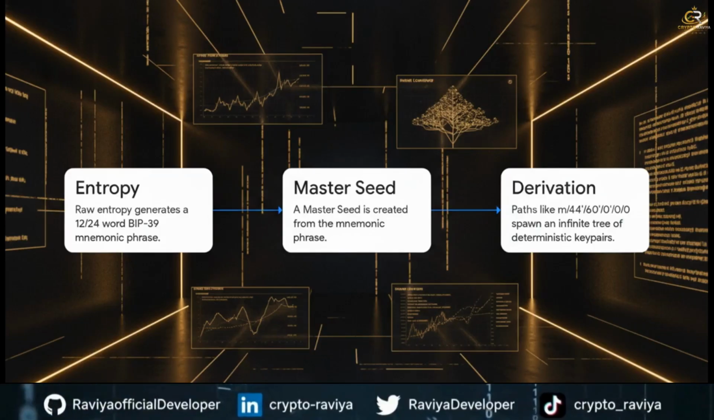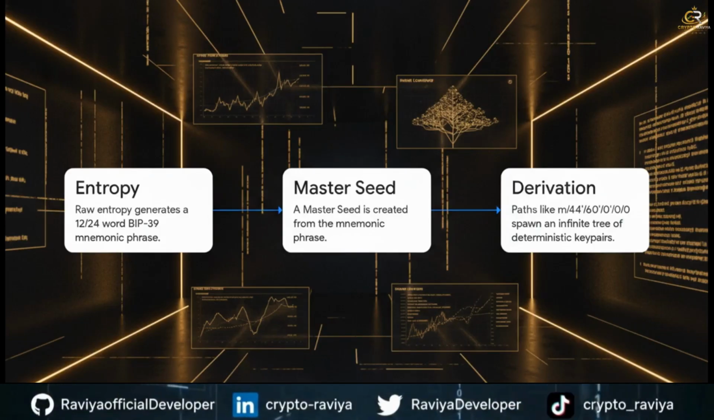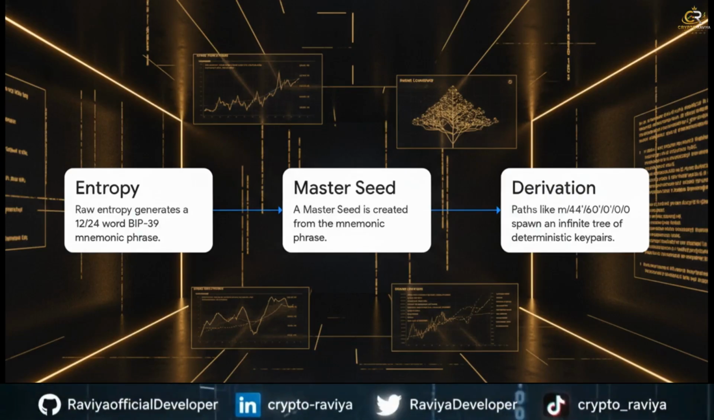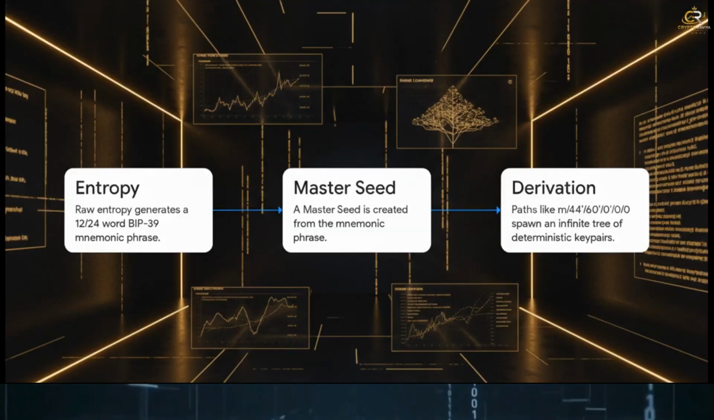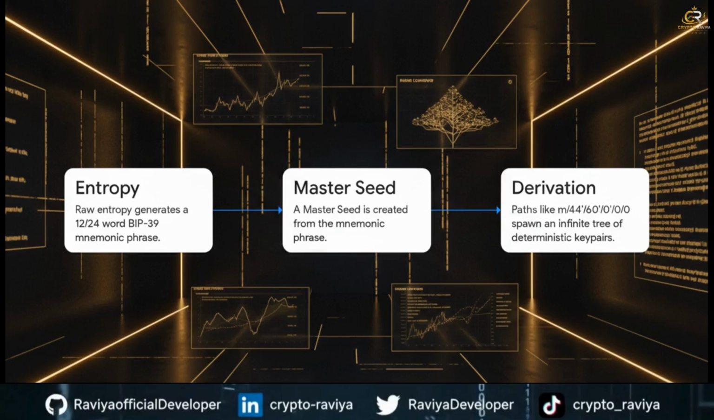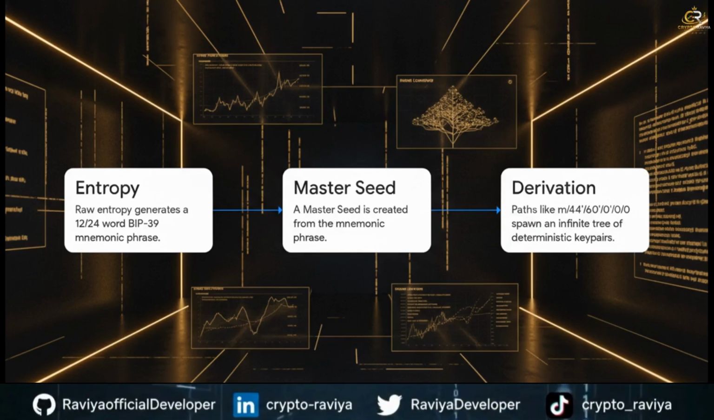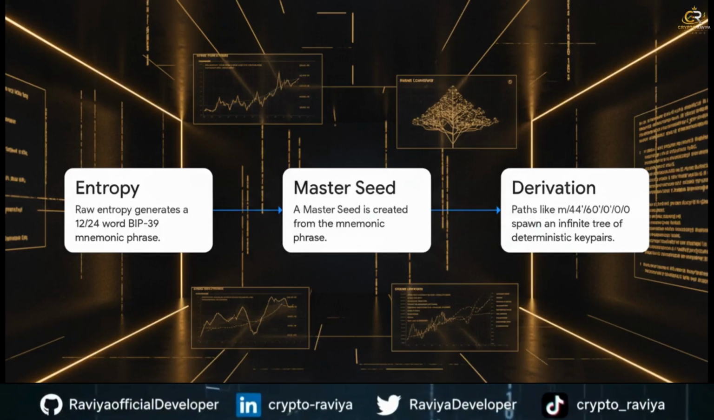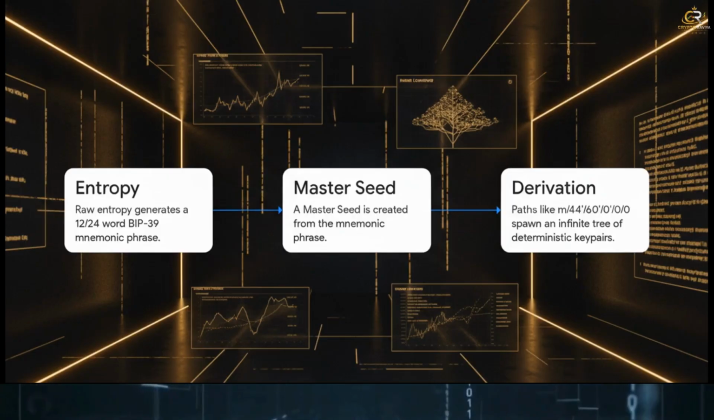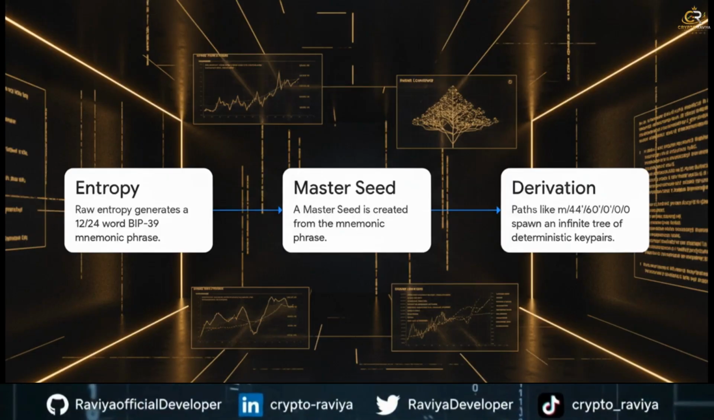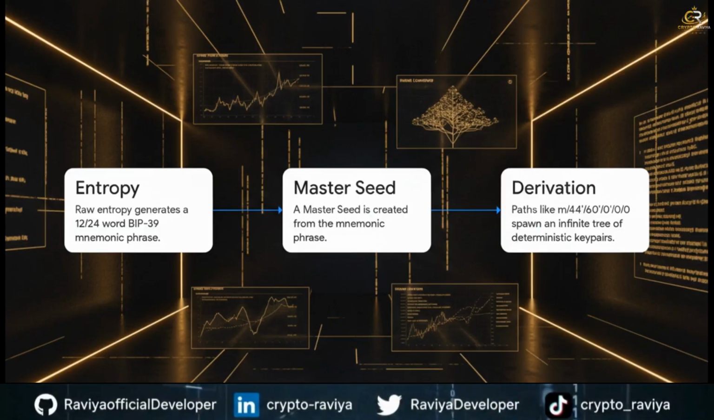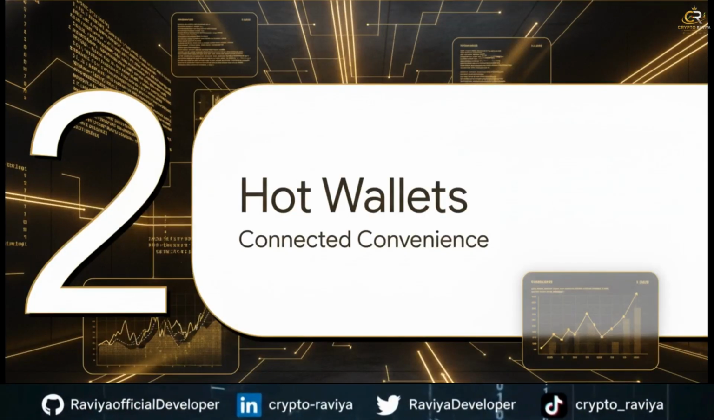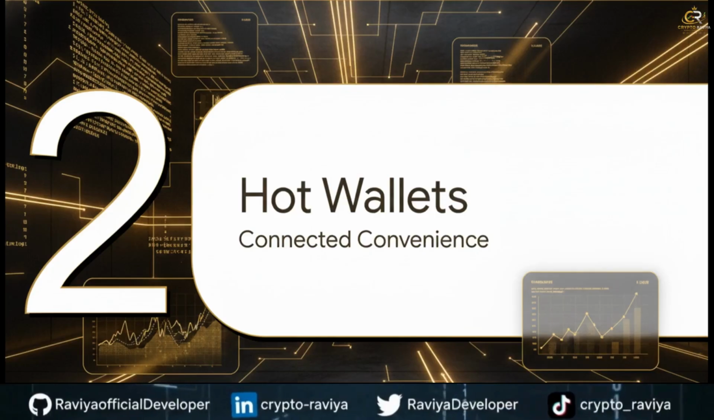Now, modern wallets generate these keys using a standard called BIP39 for hierarchical deterministic, or HD, wallets. It starts with raw entropy, which is just pure cryptographic randomness. That randomness generates a human-readable 12 or 24-word seed phrase. And from that single master seed, using specific mathematical derivation paths, like m/44' for Ethereum, your wallet can spawn this infinite predictable tree of public and private key pairs. Think of it like a giant cryptographic family tree. It means one simple backup phrase secures millions of potential addresses across multiple blockchains. Pretty wild, right? All right, moving right along to Section 2, hot wallets and the connected convenience they bring.